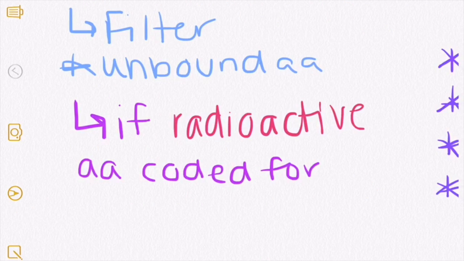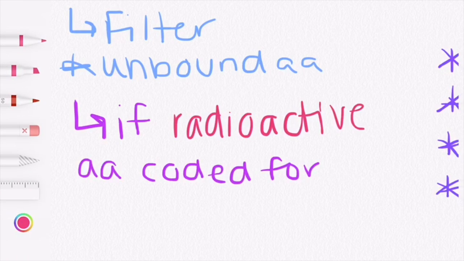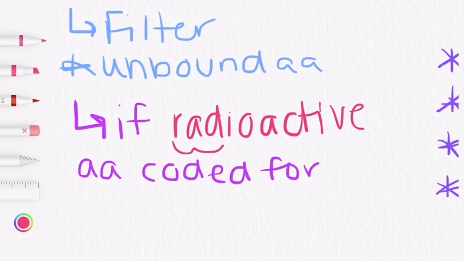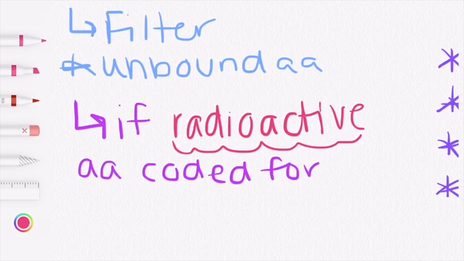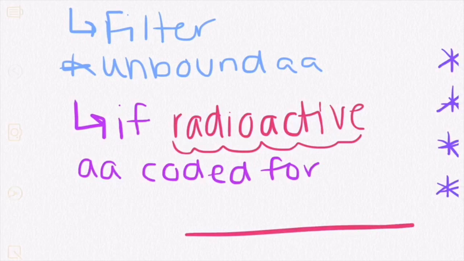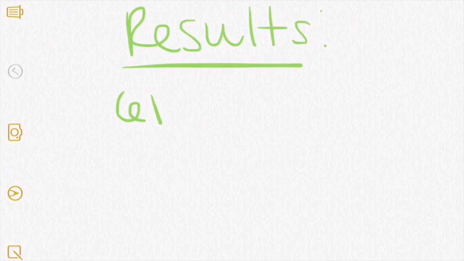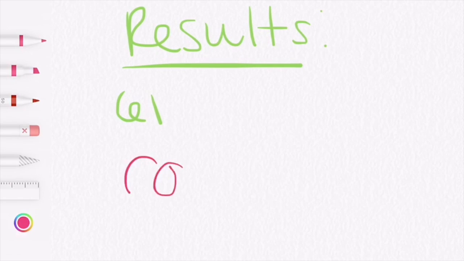Once they let this react, they filtered out all of the unbound amino acids. And if radioactivity was left on the filter paper, they would know that the radioactive amino acid had been coded for by their specific codon. So by doing this, they determined which codon goes with which amino acid. They were able to determine 61 codons.